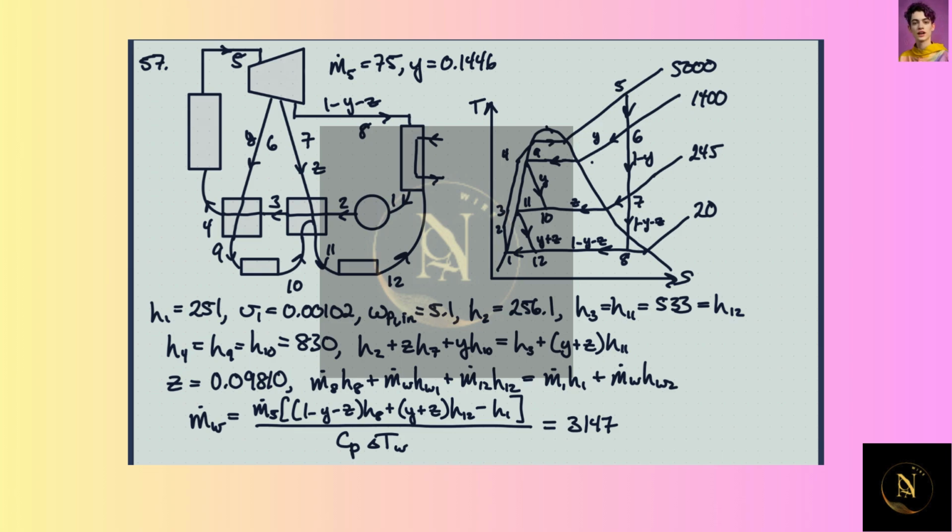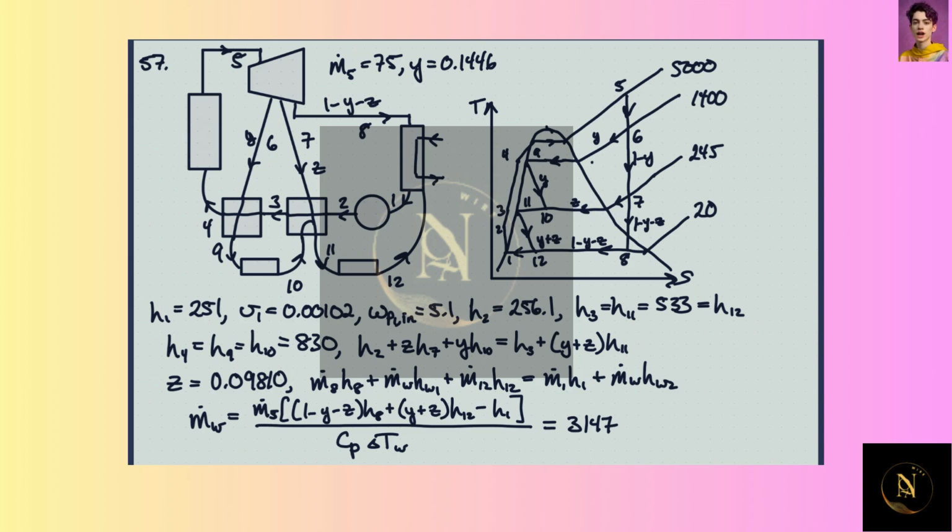Now, where did we get H7? H7 is Y, I think, did I actually get H7 from somewhere?